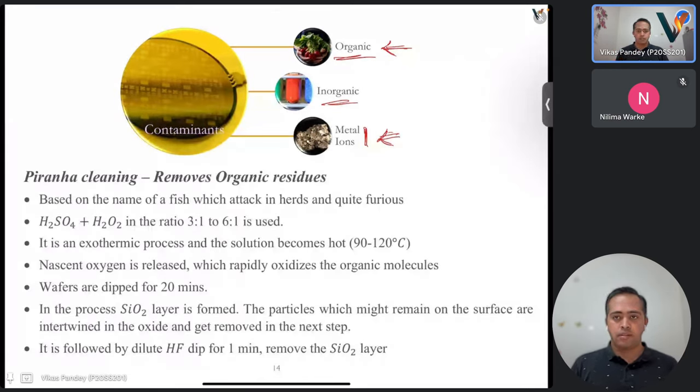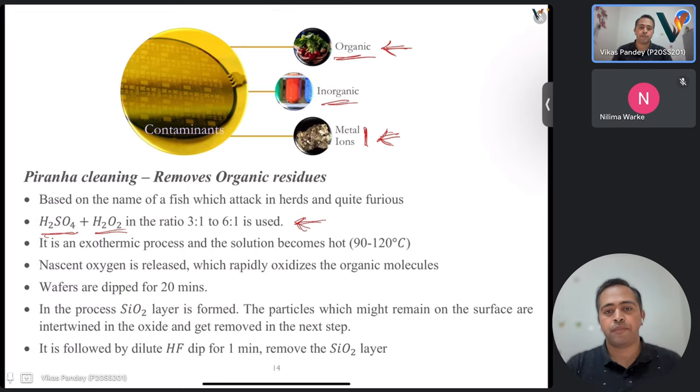To remove organic residues, piranha cleaning is the one that is used. Piranha is based on the name of the fish which can eat out anything, and this also acts very much like that. H2SO4, which is an acid, and H2O2, which is a very strong oxidizing agent, are used together, and this is a very vigorous reaction.